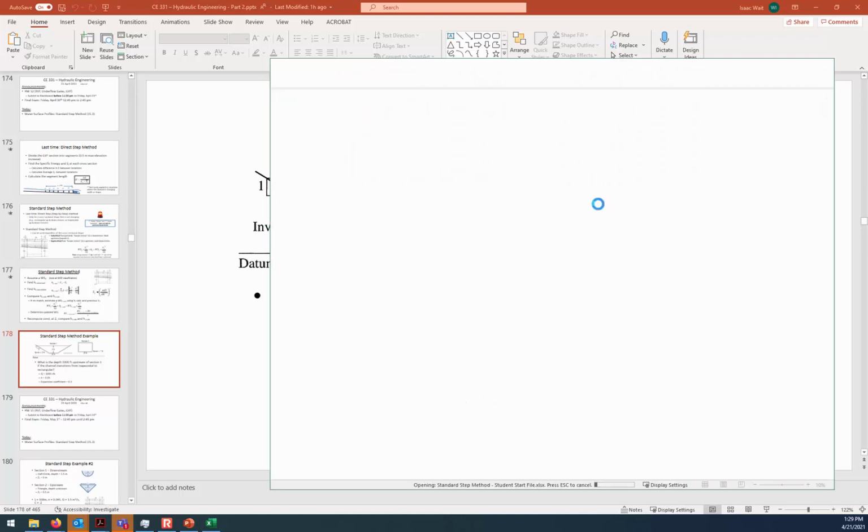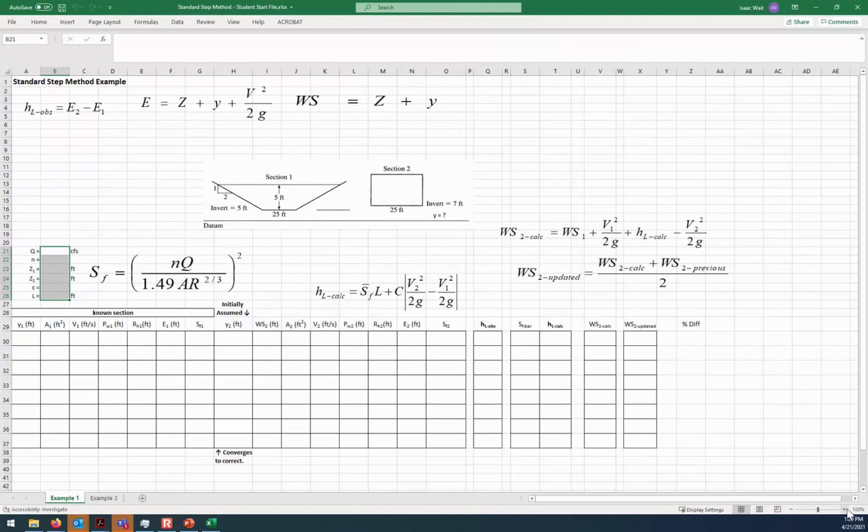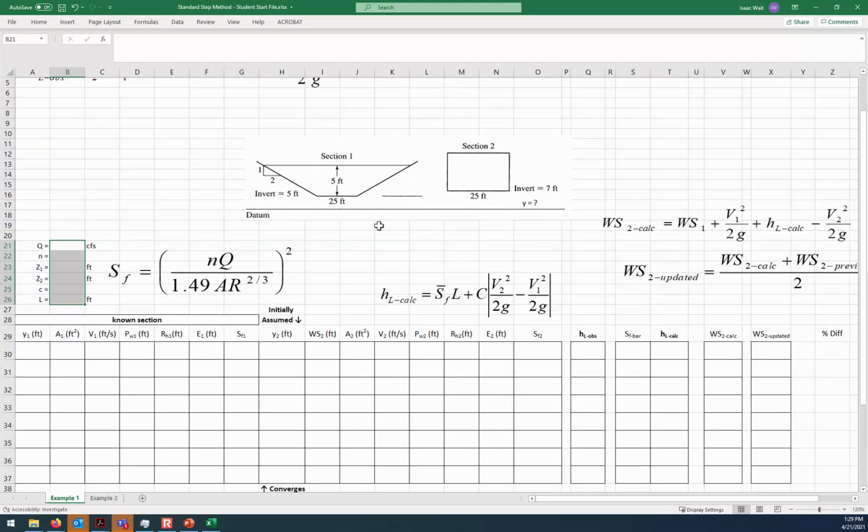Here it is. All right, so we can see, you kind of just have to mentally consider section 1 is downstream, section 2 is upstream. And so look at the invert elevations. That's another way to know which is upstream and which is downstream. The invert is 5 feet, meaning that it's 5 feet from the bottom of our datum up to the bottom of the channel. But it's 7 feet from our vertical elevation datum up to the bottom of the channel at section 2. So section 2 is further upstream. The water is going from 2 towards 1 here.